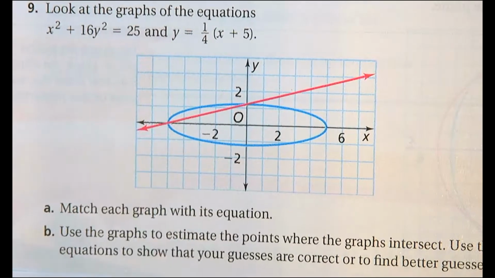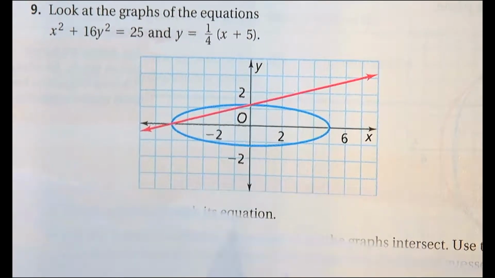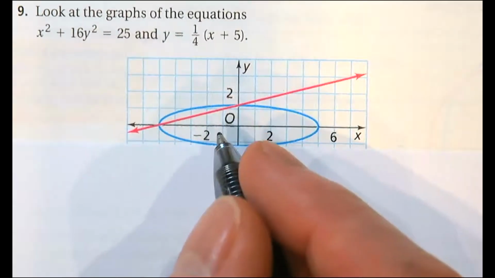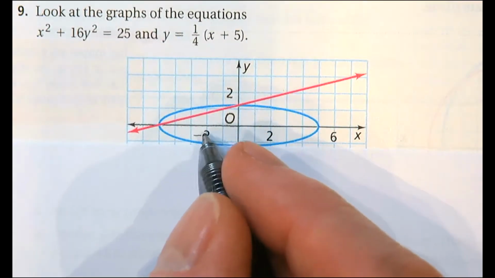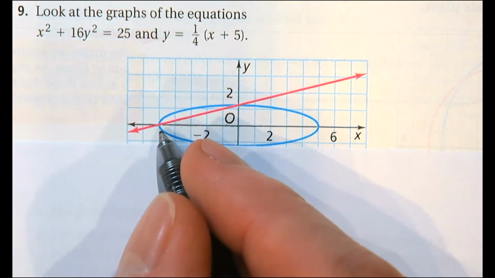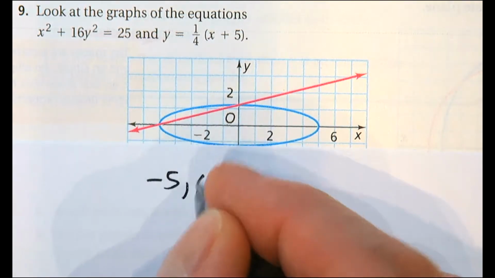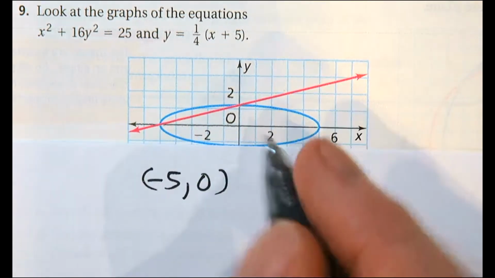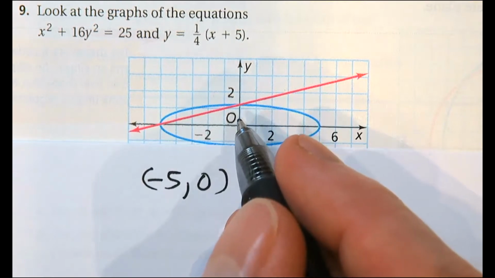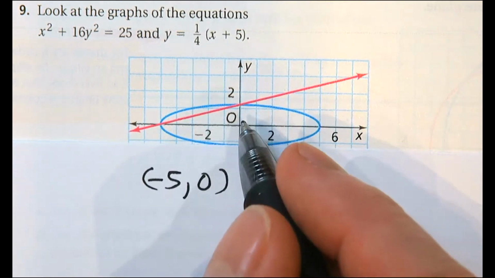Estimate where they intersect. Okay, well, just look at them. Lavi just said it would be nice if they put the numbers here. -1, -2, -3, -4, -5. So it looks like -5, 0. And this other one. Now, some of you might think it's 0, 1.